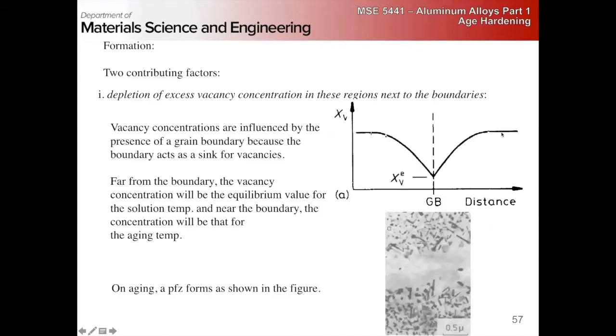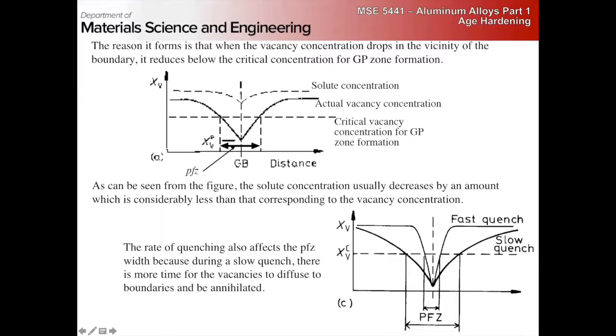So basically, at quench, we're going to have a real narrow region where we don't have enough vacancies, right? But essentially, as we age, our vacancies are going to diffuse to the grain boundary. So we'll have a vacancy profile that looks like this during aging, right? And the width of the precipitate-free zone is essentially where the critical supersaturated vacancy concentration is.